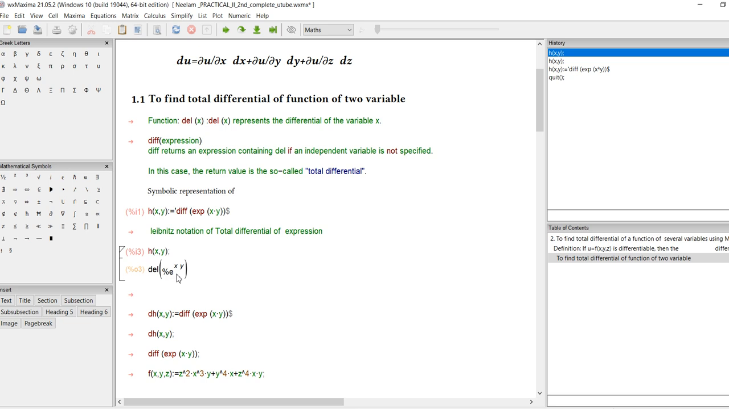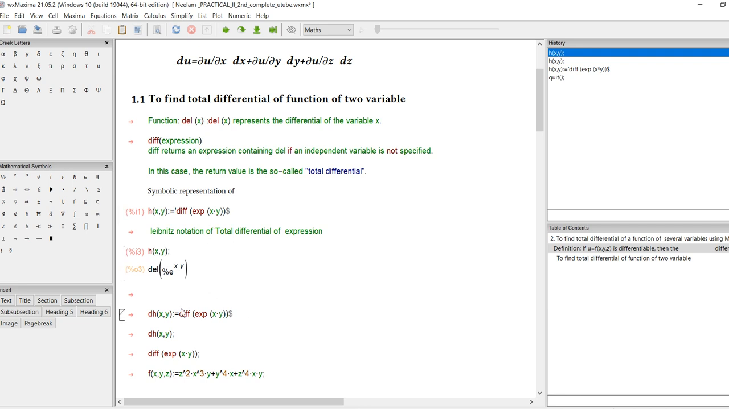If you want what is done in this output, you will write this expression here. So it is del of exponential e to the power xy. If you want to find the expression, what is done here, you have to eliminate this quote here. If you simply apply DIFF on the expression in x and y, you will obtain the total differential of this u function. U is here my e to the power xy.